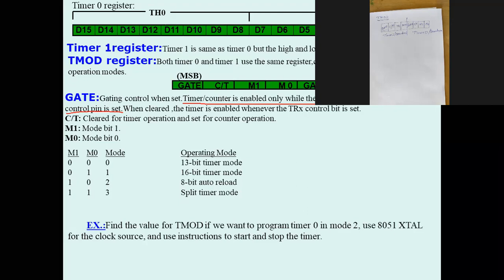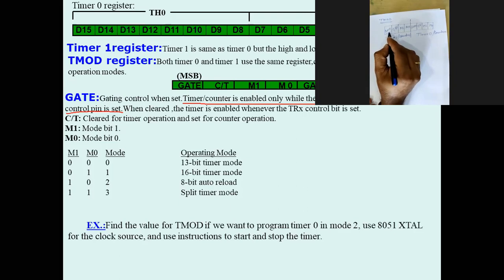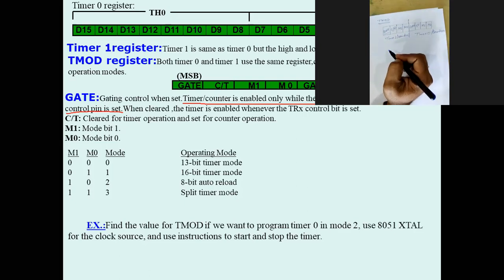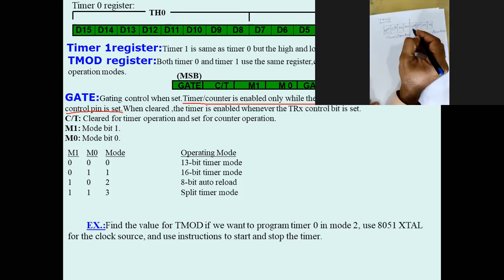Now when this gate is cleared, the timer is enabled whenever the timer run control bit is set. TR means timer run control, so we'll come to that. For now, take it as when gate is 1, then the timer will be enabled, timer 0 or timer 1. If this MSB is 1, then timer 1 will be enabled, and when this bit is enabled, then timer 0 will be enabled.